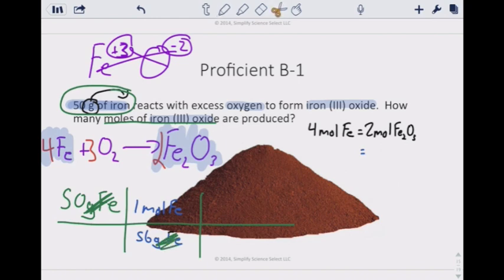Now we're looking at it. We have moles of iron right here. What goes down here? Moles of iron. What's the only thing that says moles of iron? That guy right there. We go ahead and put that guy on the bottom.